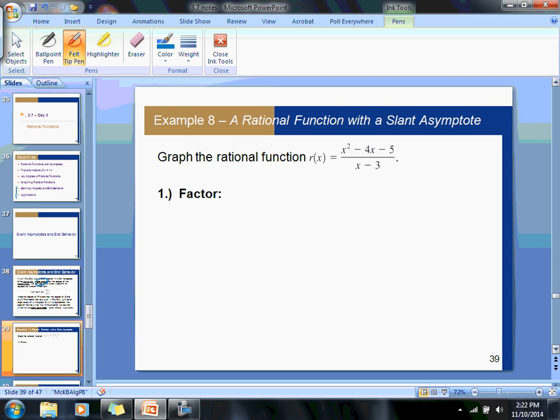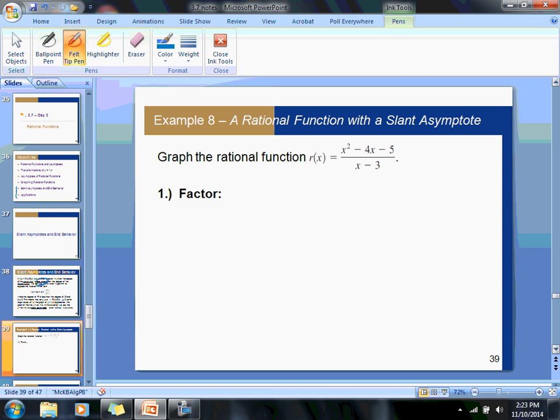Okay, so we have just a couple examples to go through so that you can practice this concept. And again, we're going to go through all the steps that we've done in our previous notes. We're going to factor, we're going to find our x and y intercepts, our horizontal and vertical asymptotes, then our slant asymptote, if we have one, and then we'll do our graph. So this is just one more step that you may or may not have to add in depending on the degree of the numerator and denominator.